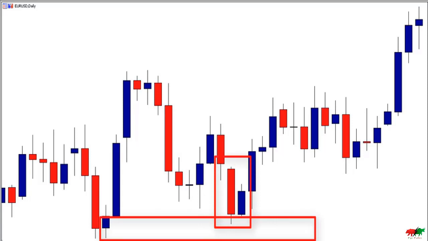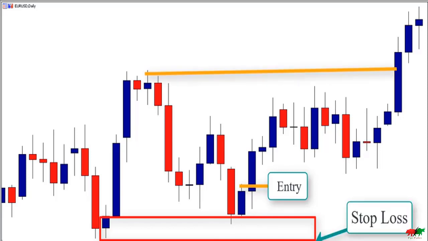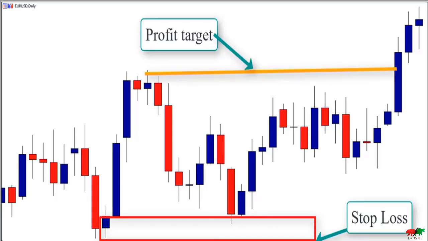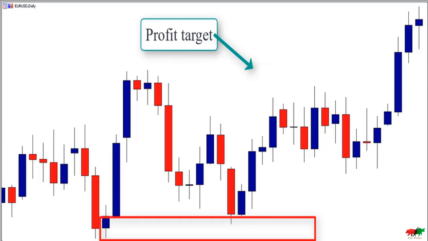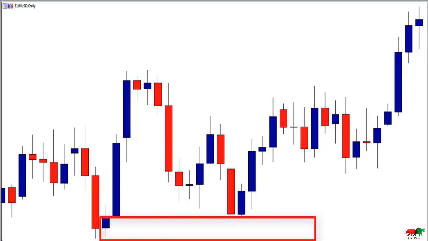So to enter the market, you place a buy order after the breakout of the pattern. Your stop loss is below the distal line and the profit target is the next resistance level. This trade provides us with more than a 3-to-1 reward to risk ratio.